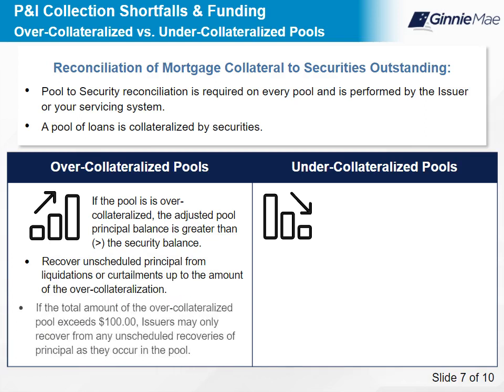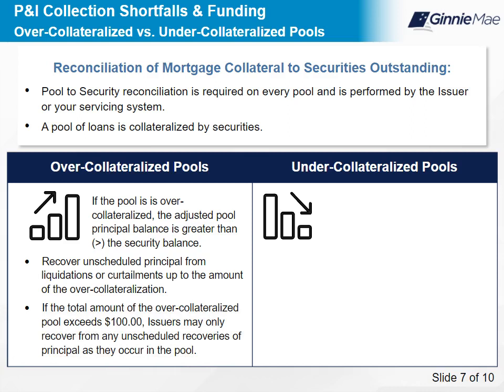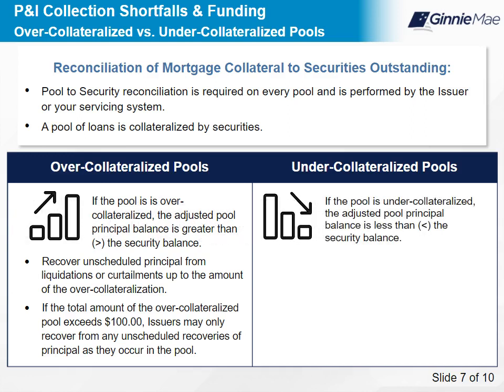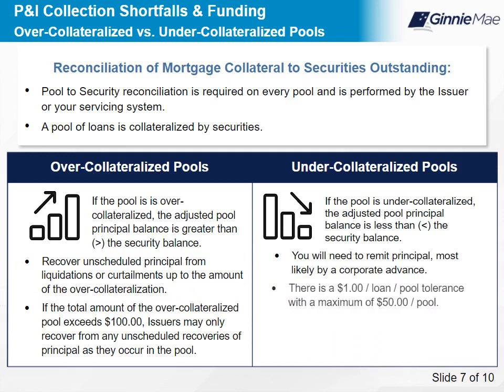If the total amount of the over-collateralized pool exceeds $100, issuers may only recover from any unscheduled recoveries of principal as they occur in the pool. If the pool is under-collateralized, the adjusted pool principal balance is less than the security balance. You will need to remit principal, most likely by a corporate advance. There is a $1 loan pool tolerance with a maximum of $50 per pool.